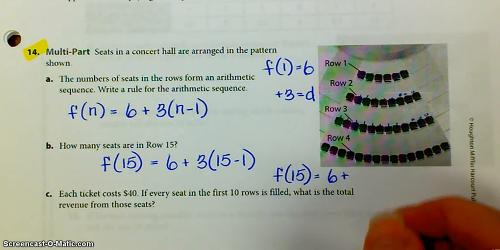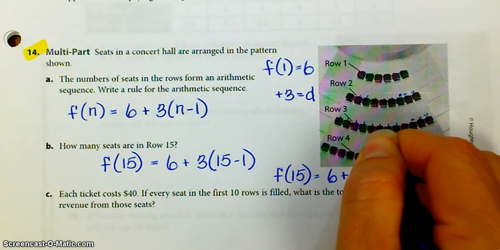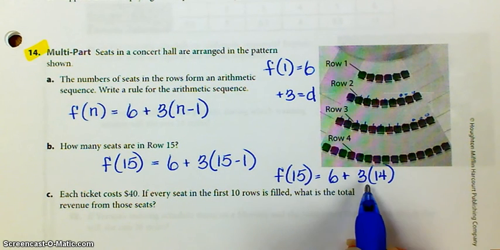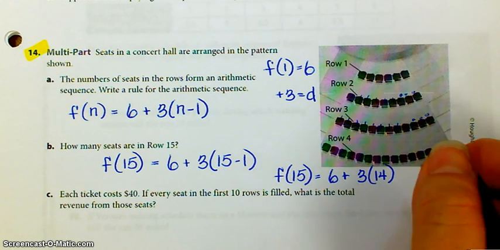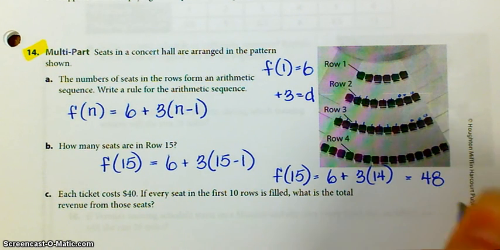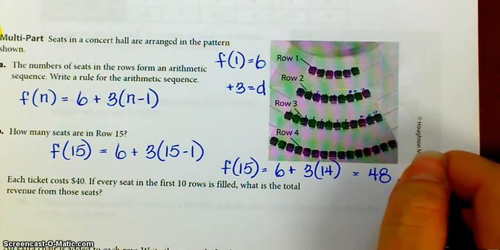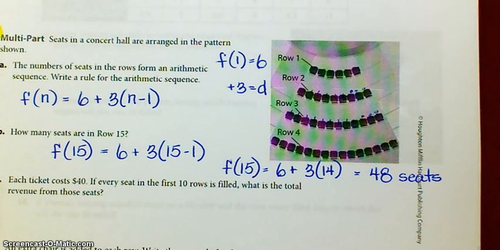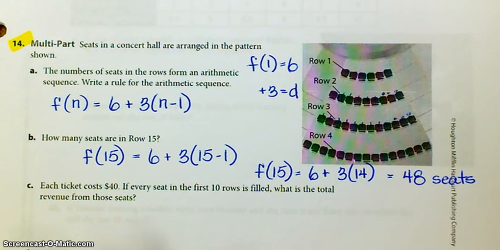F of 15 is going to be 6 plus 3 times 14. That's going to be 42. 42 plus 6, and that's 48. So in the 15th row, if the pattern stays the same, you're going to have 48 seats. Awesome. All right. That should kind of do it for practice problems and examples.